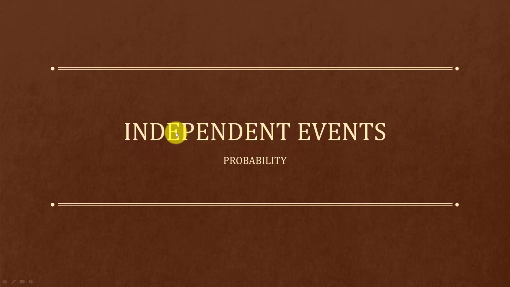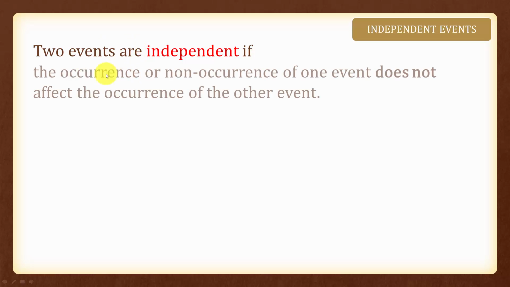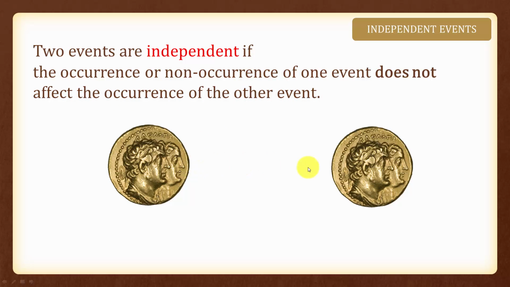In this topic, we are going to learn about independent events. Two events are independent if the occurrence or non-occurrence of one event does not affect the occurrence of the other event. For instance, here we have two coins.